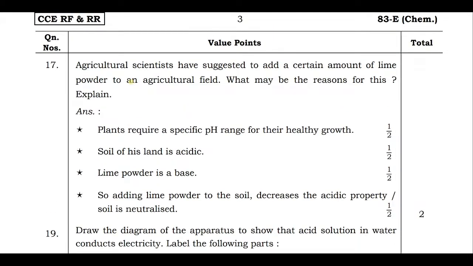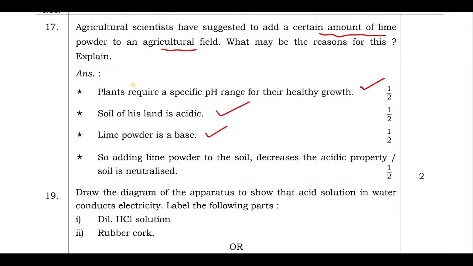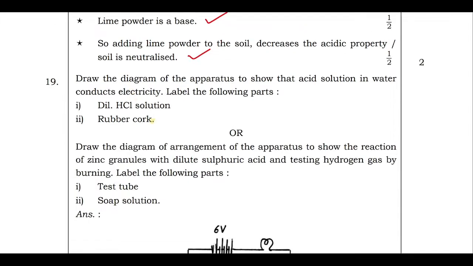Agricultural scientists have suggested to add certain amount of lime powder to the agricultural feed. So it's good to add lime powder. Why? Because plants require certain pH for their healthy growth. Soil of his land is acidic in nature. Adding lime powder will reduce the acidity a little bit, as lime powder is a base. Adding lime powder to the soil decreases the acidic properties, so soil will be neutralized.